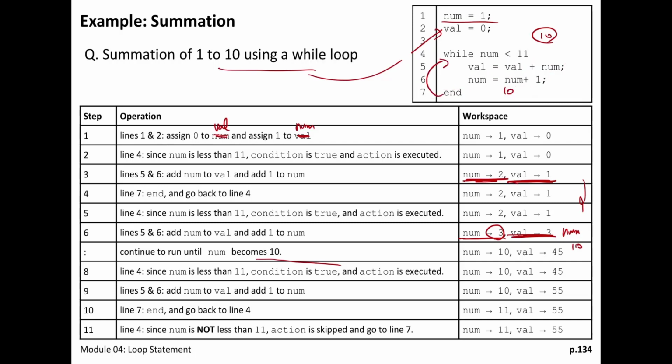And then go up. Num is still less than 11. So 10 is added to val. And then num becomes 11, right? Num is 11. Then the condition is false. So it skips this action and then goes out. Okay? That's the logic. Can you get this?